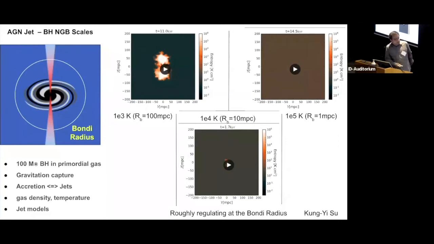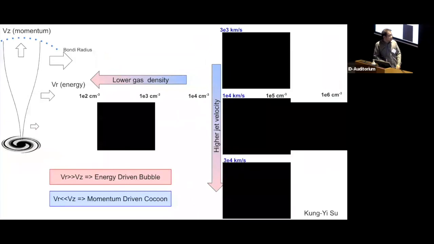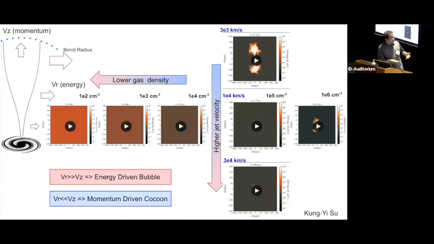Whereas in the higher temperature cases, the regulation happens at a very small scale, again roughly at the boundary radius scale. Another thing that is interesting that we found is that the propagation of the jet along the jet direction is governed by momentum conservation, and in the radial direction it is more governed by the energy of the jet.